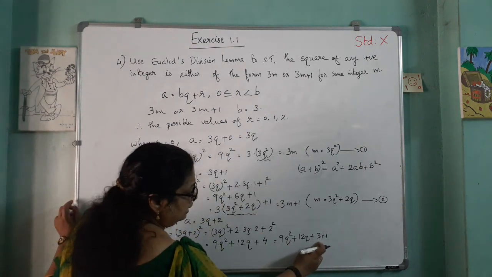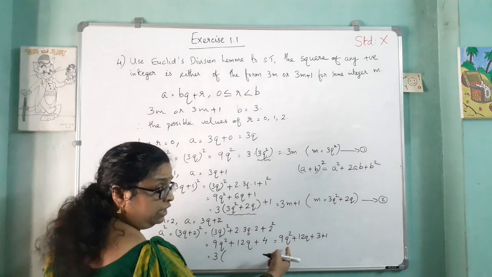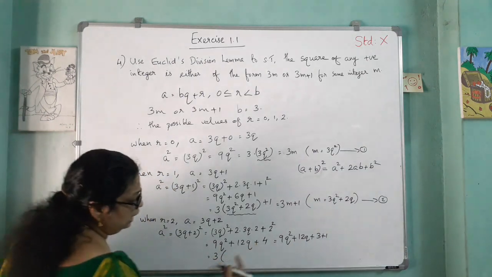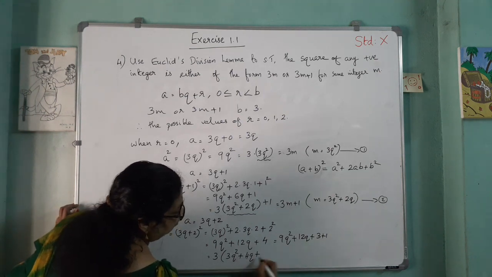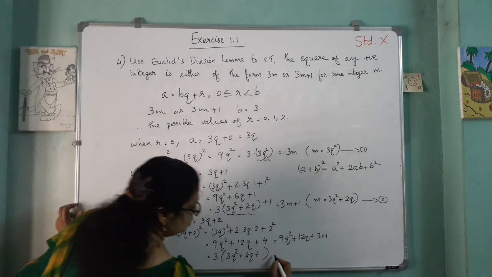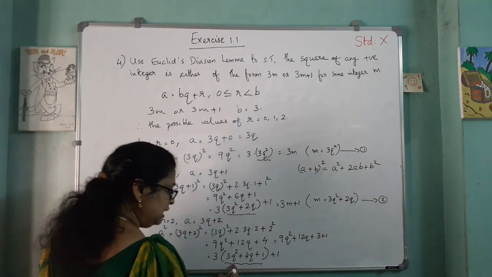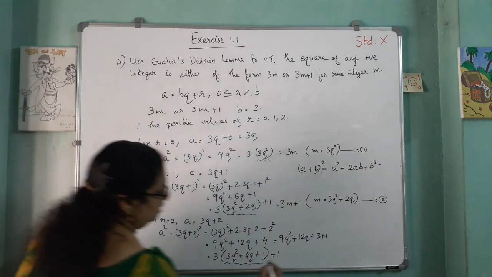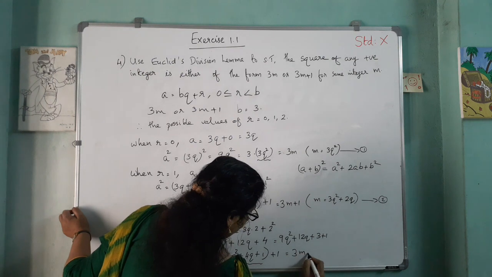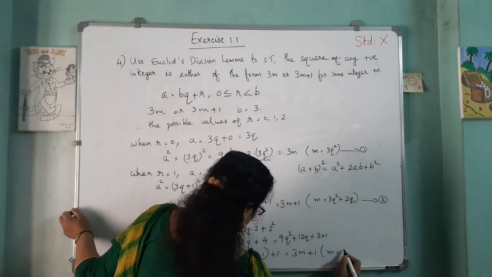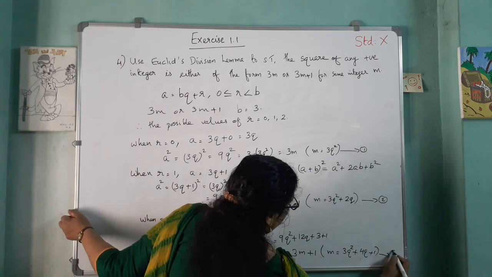Then we can take 3 outside from these three terms, that is 9q square, 12q, 3. So we take 3 outside: 3 into 3q square plus 4q plus 1, then bracket close, plus 1. Now suppose these three terms together, that is 3q square plus 4q plus 1, are taken as m, some integer, that is 3m plus 1. Here m equal to 3q square plus 4q plus 1. This is equation number 3.